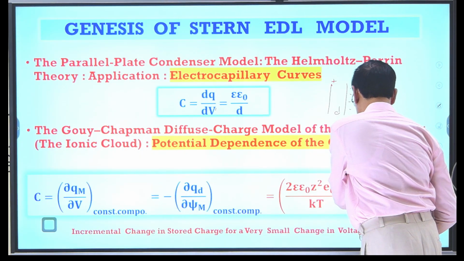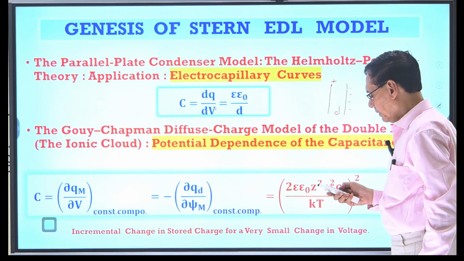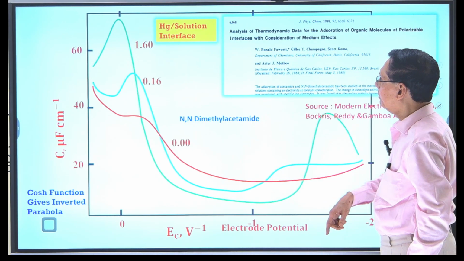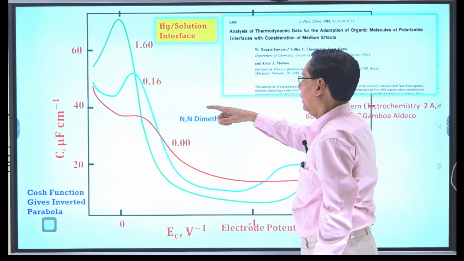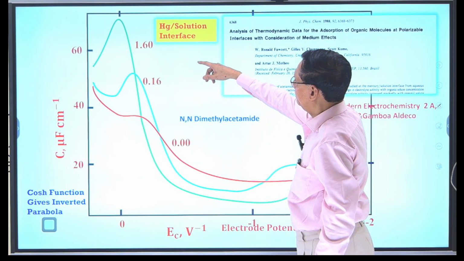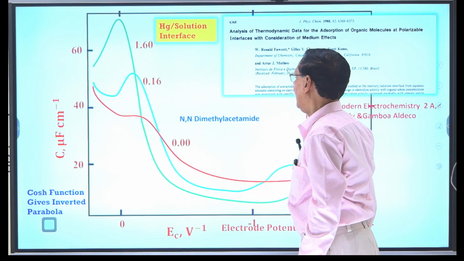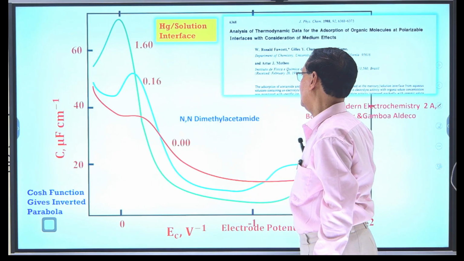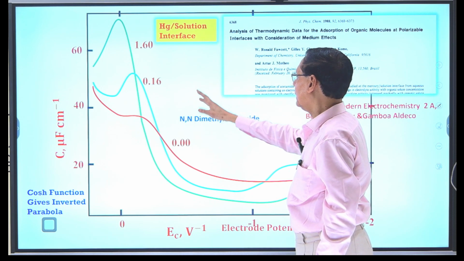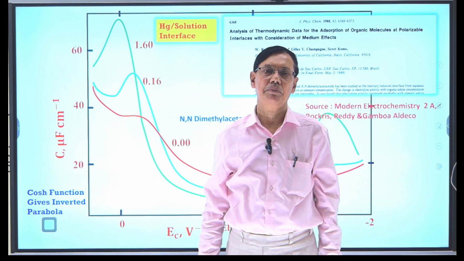Yes, this final equation is actually differential capacitance. So there must be an inverted parabola like that. And you see that there are three different concentrations, and you see that the behavior is different. It is a hypothetical type of thing. There is no matching between these.